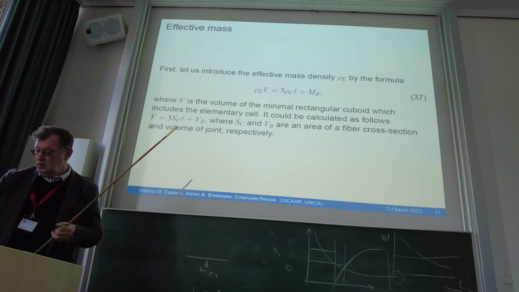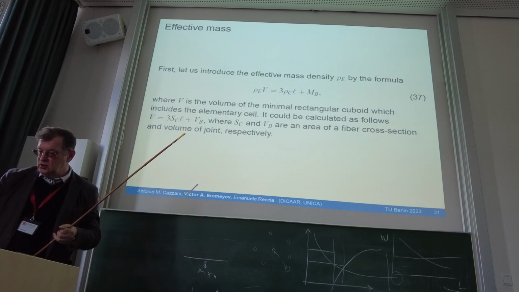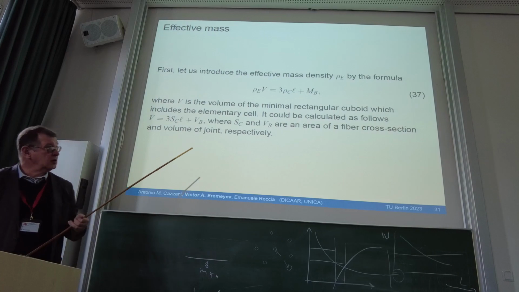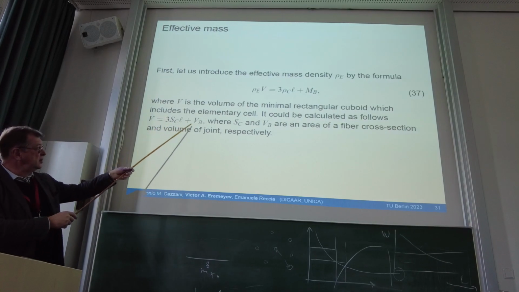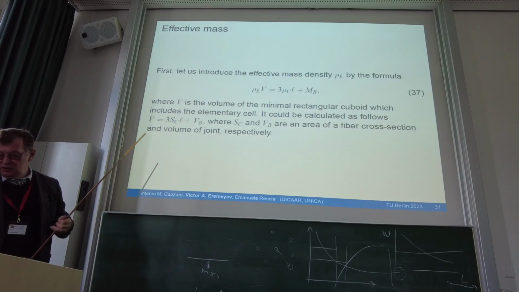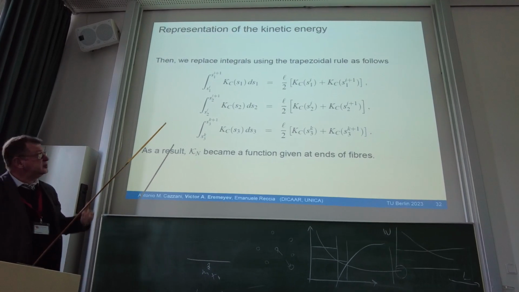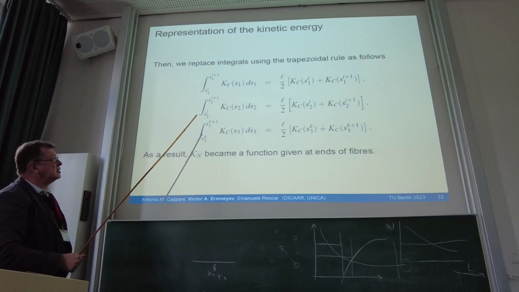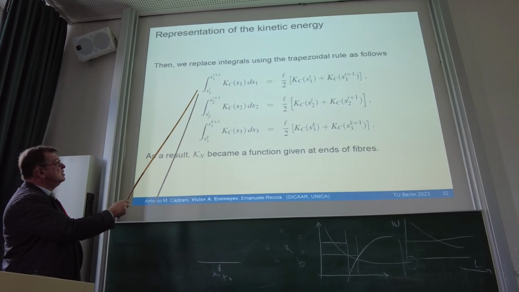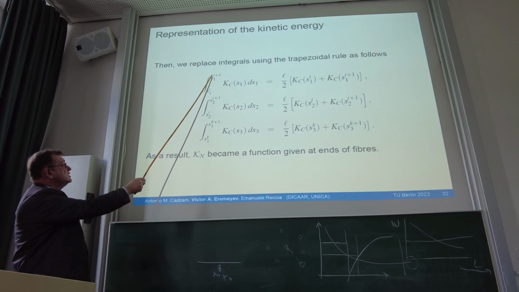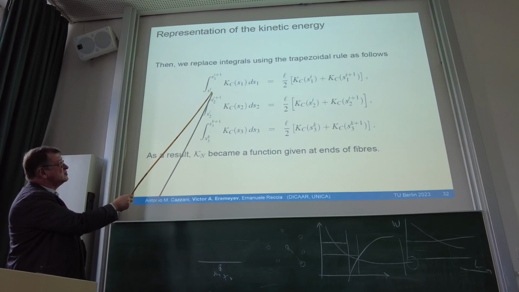Mass of beams and mass of joint. Here volume also could be calculated like that, so everything depends on geometry. Then, what are we doing first with our energy? Kinetic energy in general consists of a sum of such integrals from joint to joint.